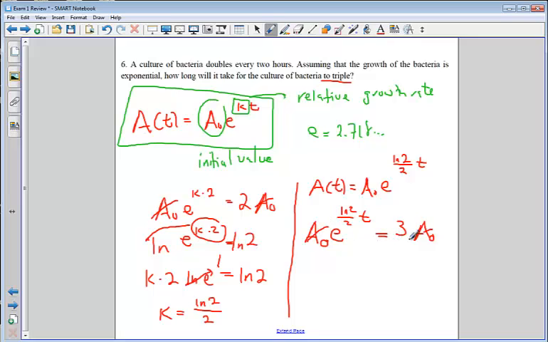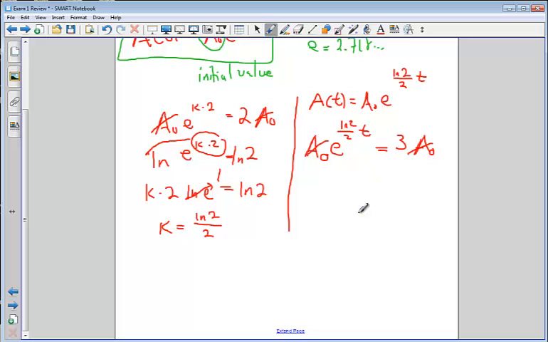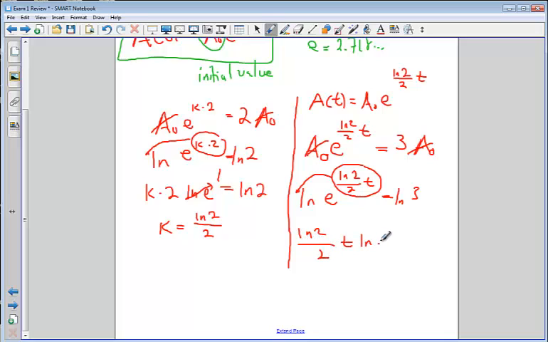And again, the a naughts cancel, and I'm left with e to the ln of 2 divided by 2, all times t in the exponent, equal to 3. To bring down the exponent, I'll ln both sides. When I ln both sides, this expression right here can come down in front. And I get ln of 2 divided by 2 times t, ln of e equals ln of 3. ln of e again is 1, so it's going to drop off. And I can solve this for t.